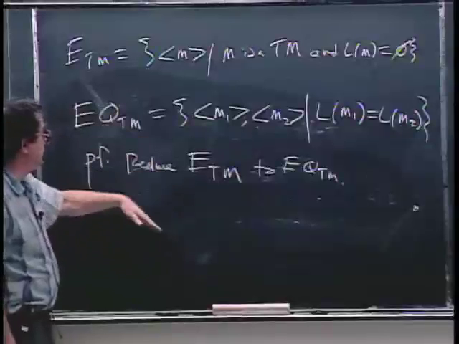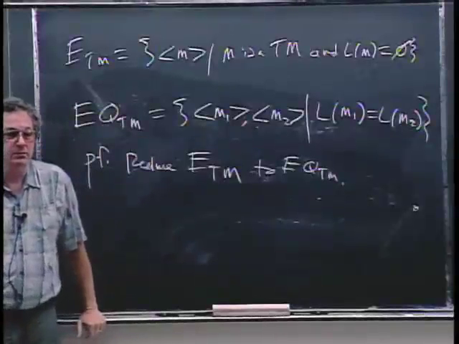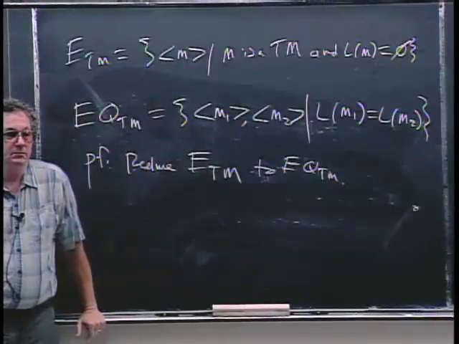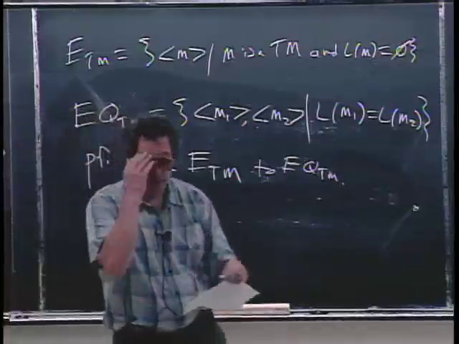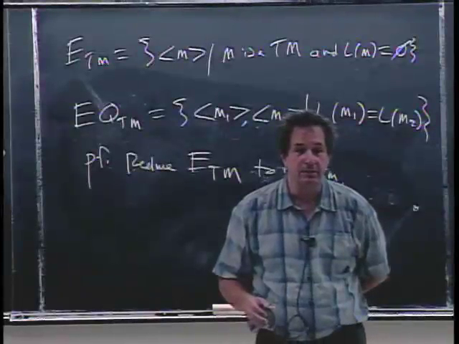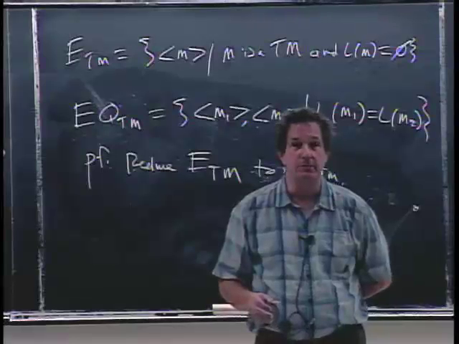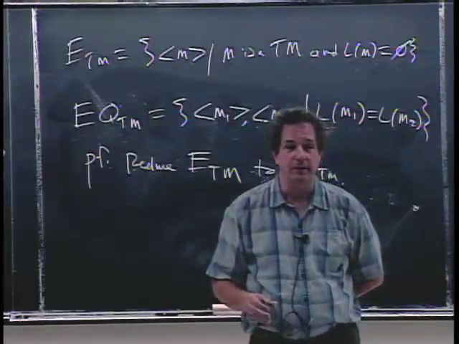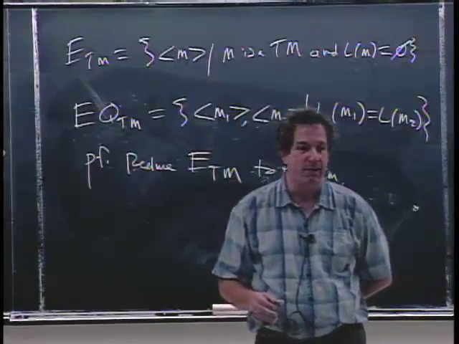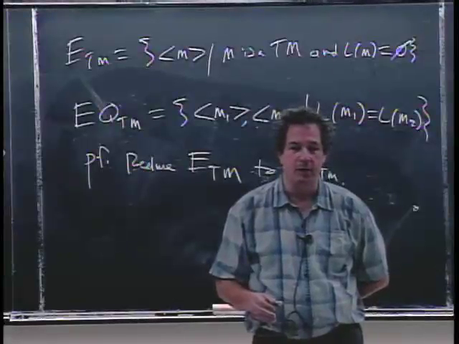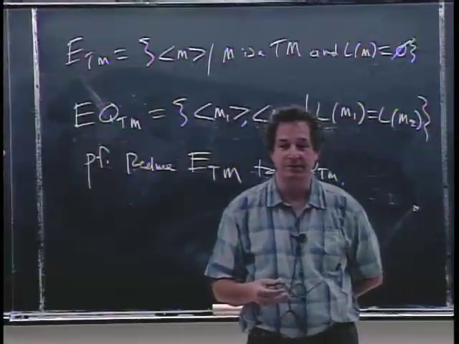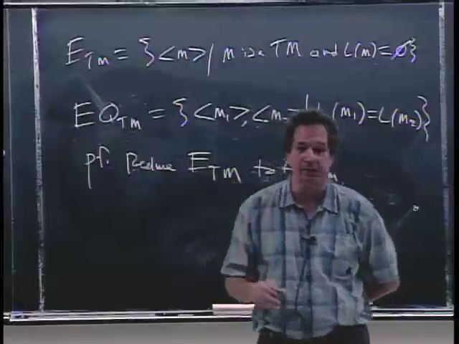Does anybody see how the reduction should go? Anybody suggest a... Build a machine that simulates M1 and M2 and feed that into ETM. I'm not sure. Well, ETM just takes in a single machine. I'll give you a hint. This is probably the easiest reduction we'll see. So when you see it just right, it is particularly simple.